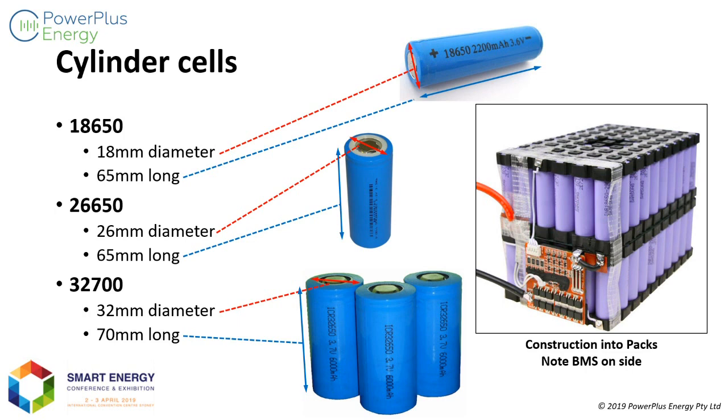And you see on the front of that pack, on the side of the battery pack, a little red circuit board. That red circuit board is a battery management system. It protects the cells against abuse, but also it keeps the cells in good health.